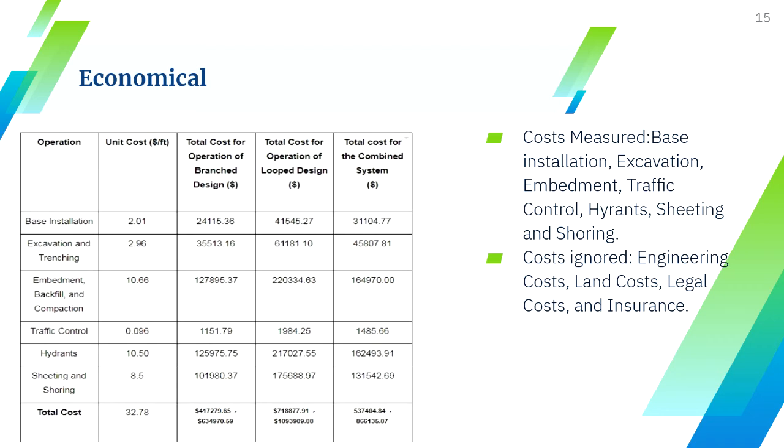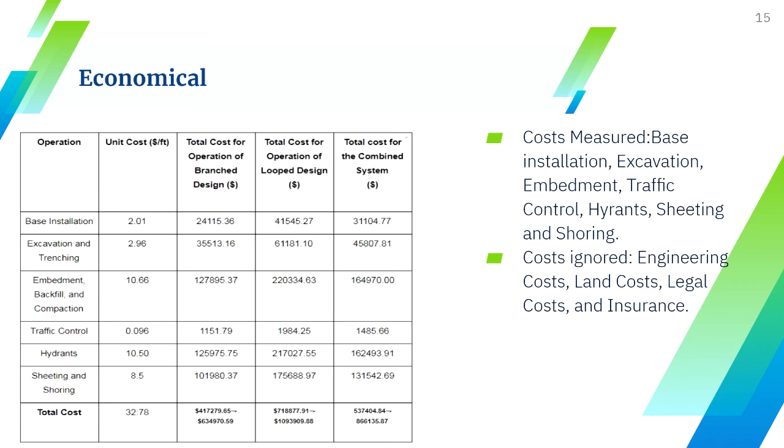Our total costs are summarized in the following table, and the most costly component of the project was embedment, backfill, and compaction, and then surprisingly the least costly was traffic control. After calculating the cost, we had to adjust our total to account for inflation. The cost model was created in 1997, and there had been nearly a 51% increase in consumer price index since then.